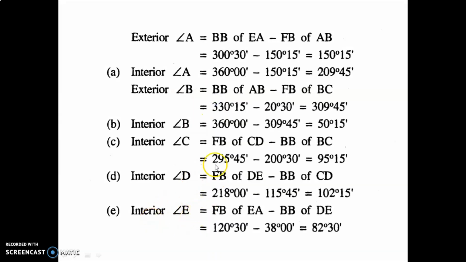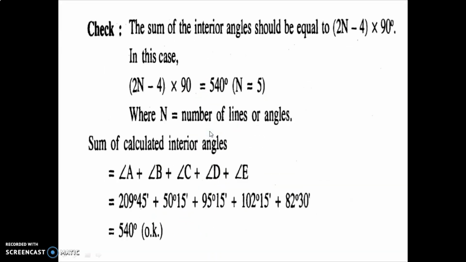Okay. Once you calculate all the angles, you have to do this particular check. The sum of the interior angles should be equal to (2n minus 4) into 90 degree, where n is the number of sides or number of angles. Here n is equal to 5, because there are 5 angles and 5 sides. Just put the n value here and you will get 540. The summation of all the calculated interior angles must become 540. When this is the same, then your example is correct.